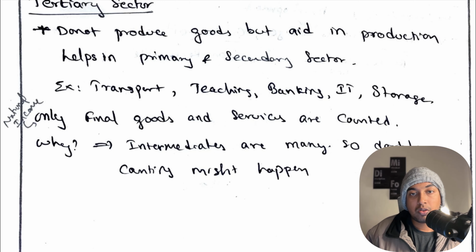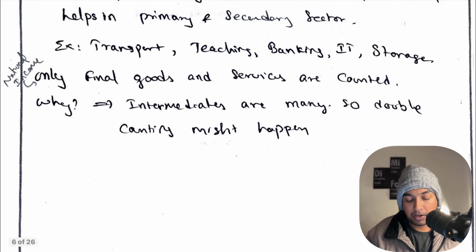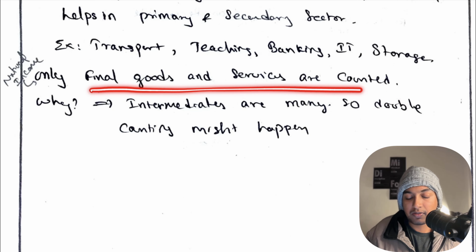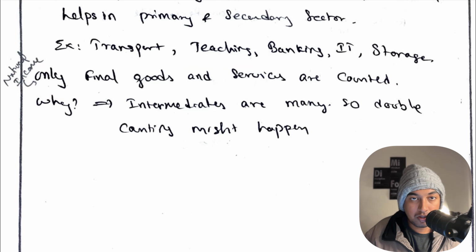For calculating national income, we are getting back to the national income topic. For calculating national income, we will be adding only final goods and services. Hope you understood. Only final goods and services, not intermediaries.